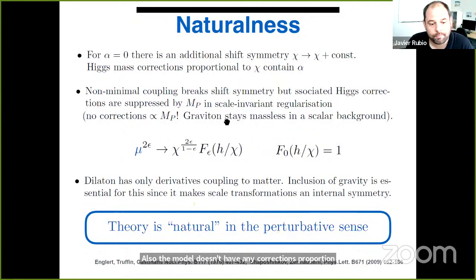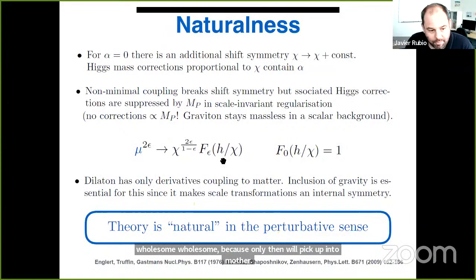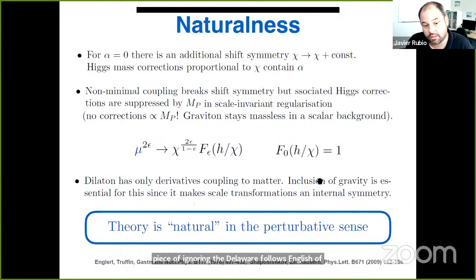And finally, since this dilaton field is a Goldstone boson, it has only derivative coupling to matter. We will see this a bit more in detail in what follows. The inclusion of gravity is essential because it makes scale transformations an internal symmetry. So in some sense, the theory is natural in the perturbative sense, and it's in good agreement with observations.